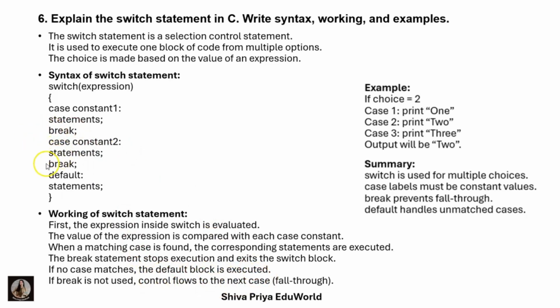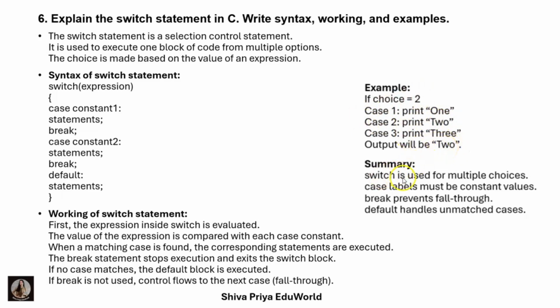Immediately it will flow through the next case. For example, I have taken 2. If my choice is 2, then for case 1 I'll print 1. No, it is not the expression. In the expression it is not 1. That's why I'll go to case 2, print 2. Immediately it will print 2.